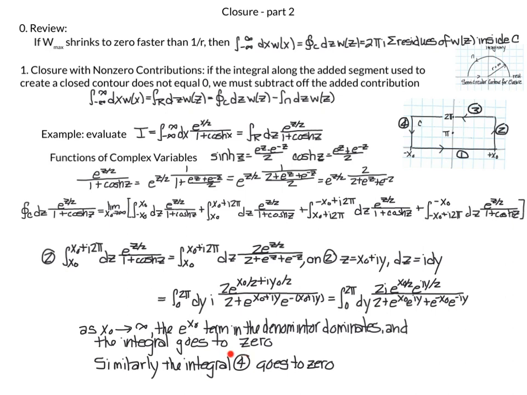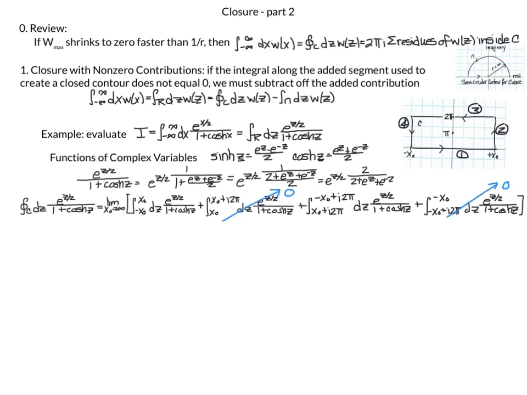Similarly, our integral on path 4, that's this one here where we have minus x naught going to infinity. The integrand is the same, but the behavior of the minus x naught is going to dominate similarly in the denominator, so this integral is going to go to 0 as well. I've indicated here that this second path and this fourth path, the up and the down, tend to 0.